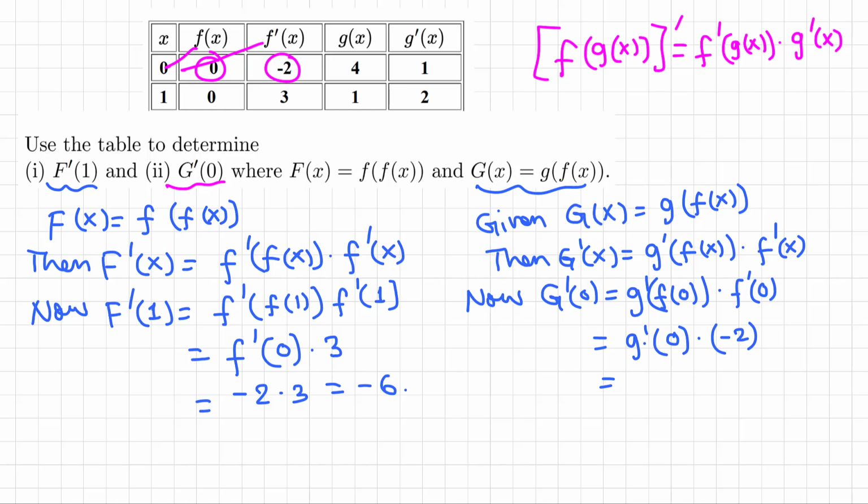Now we need to figure out g prime of 0. What is g prime of 0? So g prime at 0 is given as 1. So this is 1 times negative 2. 1 times negative 2 is simply negative 2. Final.